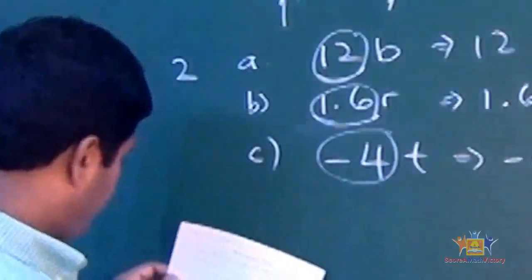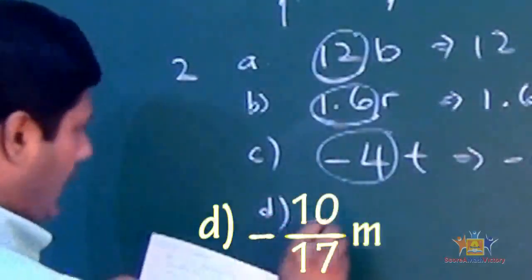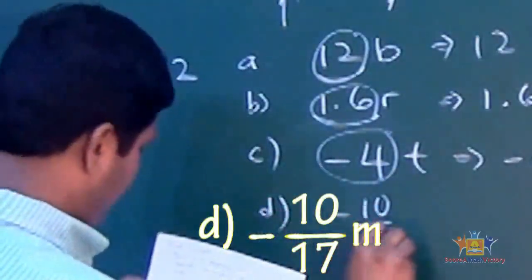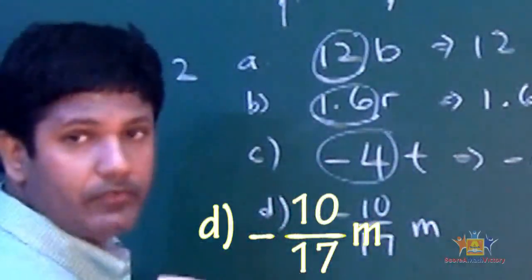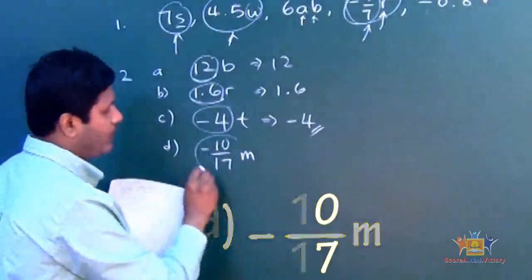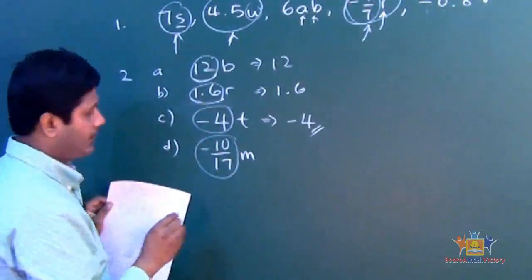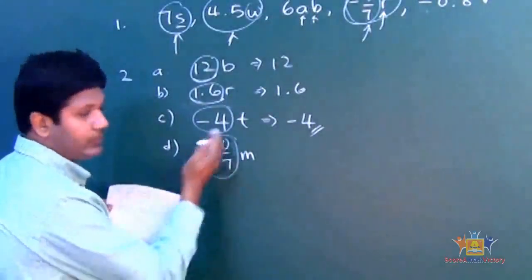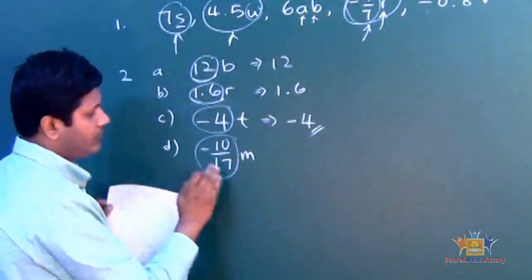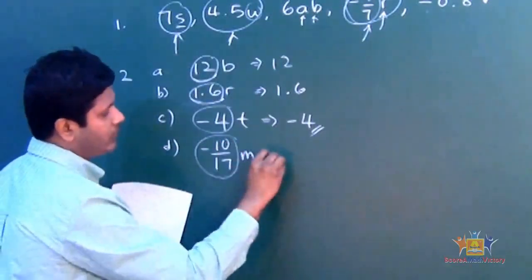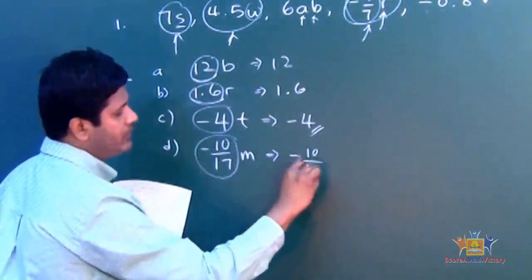Alright, so now let's look at D. Now D, you got negative 10 over 17m. So what's the coefficient? Negative 10 over 17, the whole thing right there. What's next to m? The whole thing. Alright, so keep in mind, this is the coefficient. So the coefficient is negative 10 over 17.